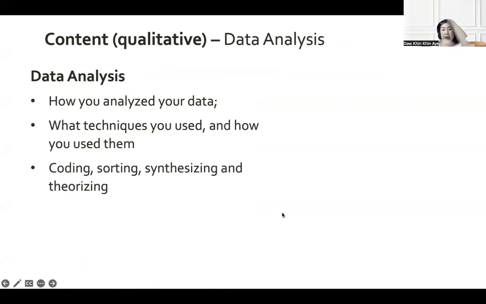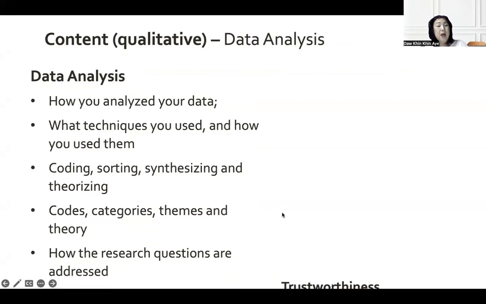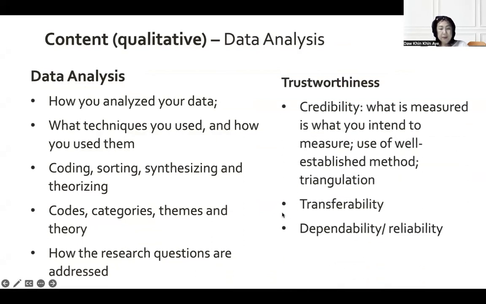Now, in terms of data analysis, how you analyze your data, what technique you use, and how you use them. For example, coding, sorting, synthesizing, and theorizing, or codes, categories, themes, and theory, and how your research questions are addressed. Now, in this case, we have quite a lot of software. One that I can mention is NVivo, but this is a paid one, but we also have free software on the internet.